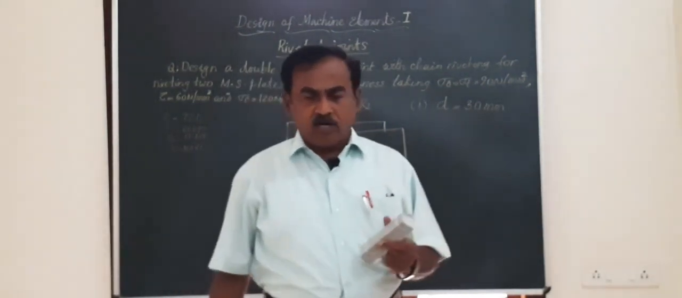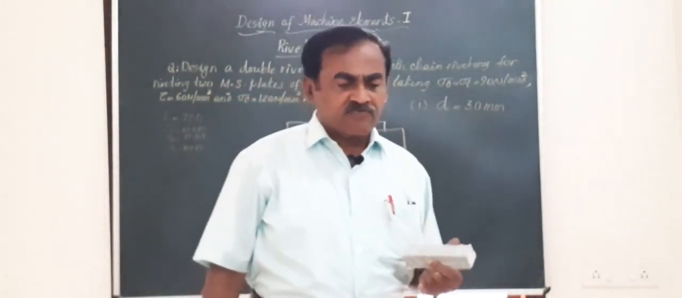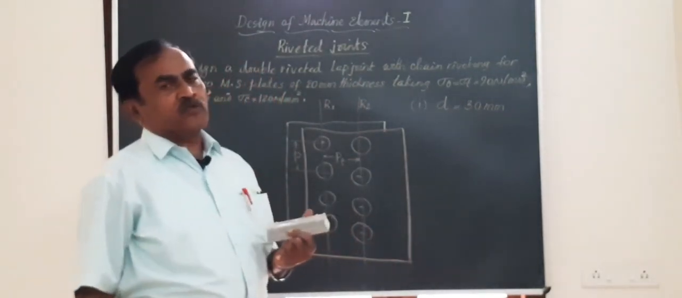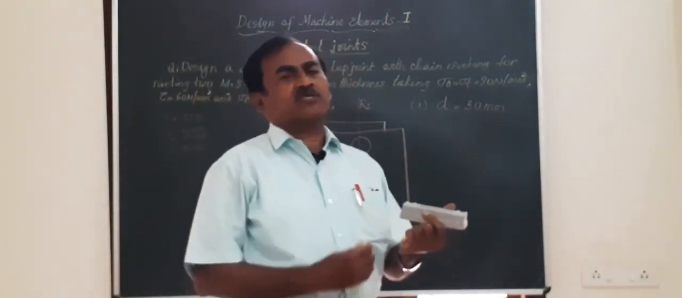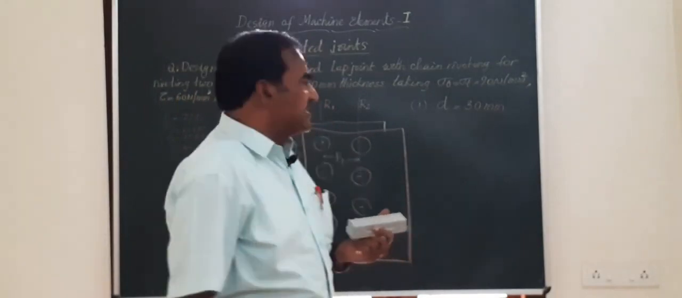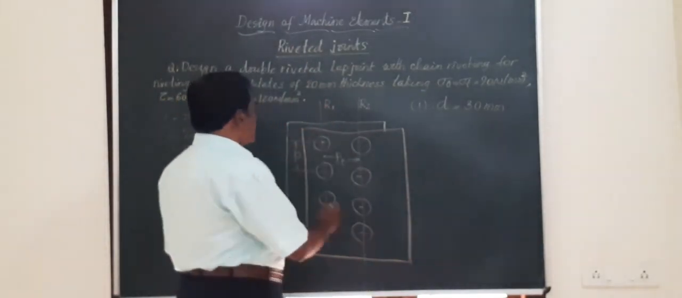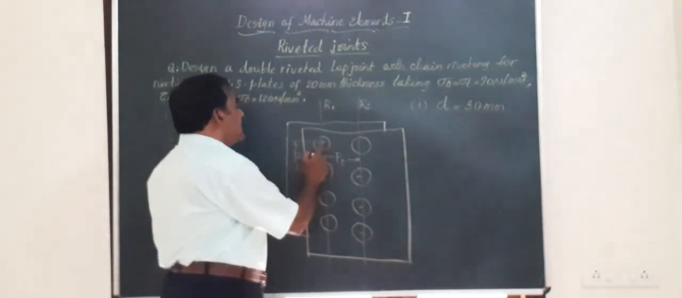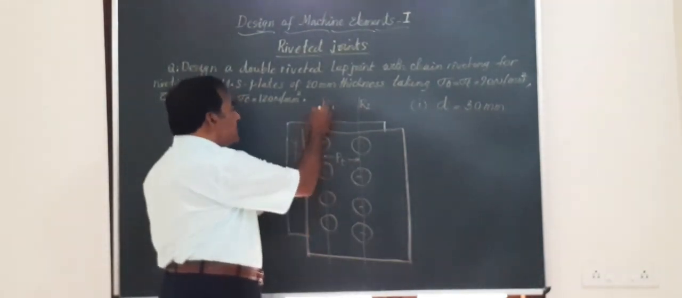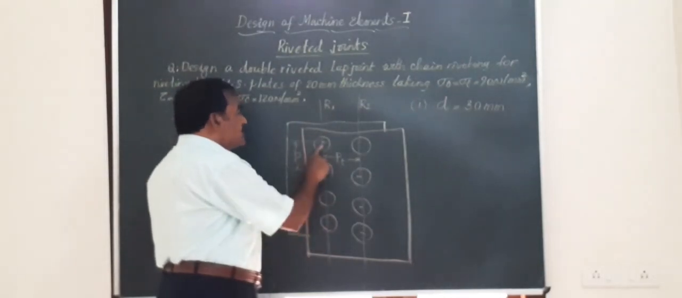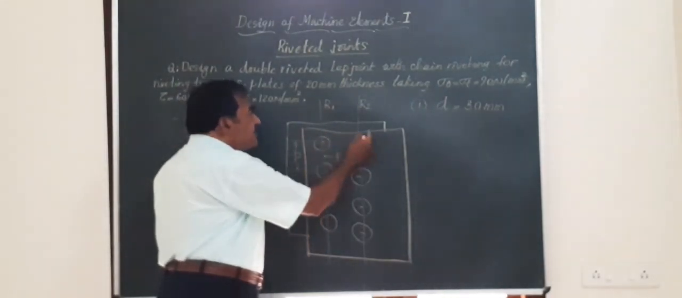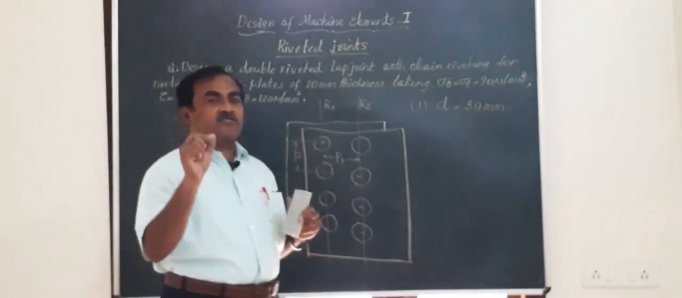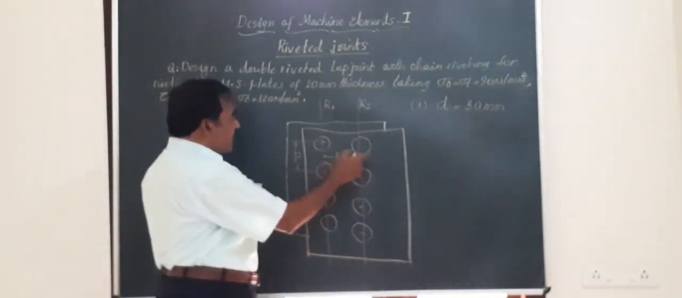After calculating the standard size of the rivet, we next calculate what are the different values of the pitch. That is, we have got two values of pitches. One is the longitudinal pitch, which is the distance between any two adjacent rivets measured along a row. And between the rows we have a transverse pitch, which is also called row pitch.